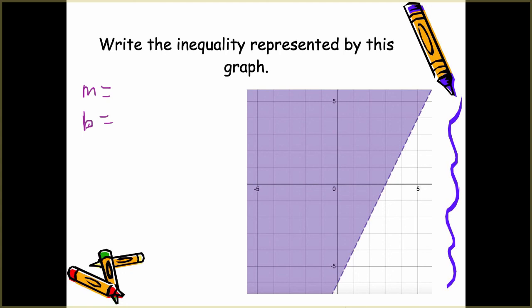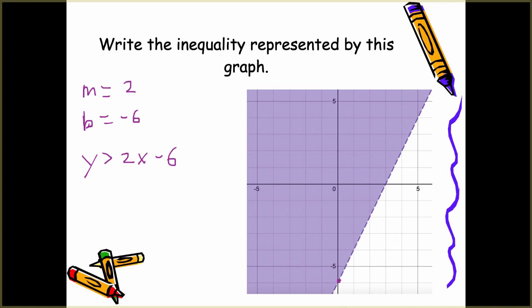Our intercept is at -6 down here. And our slope from there is going up 2 over 1. So our m is 2. So we have y, we know it's 2x minus 6. We have a dotted line, which means we don't have an equal bar. And all my y values are above my line. So we want a greater than symbol.